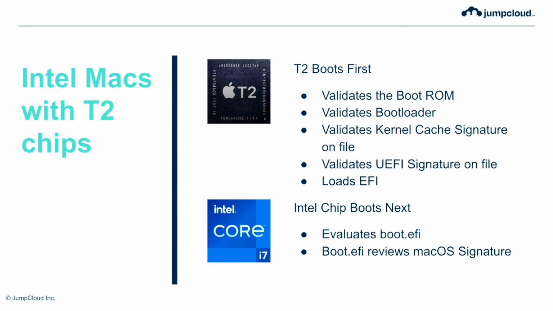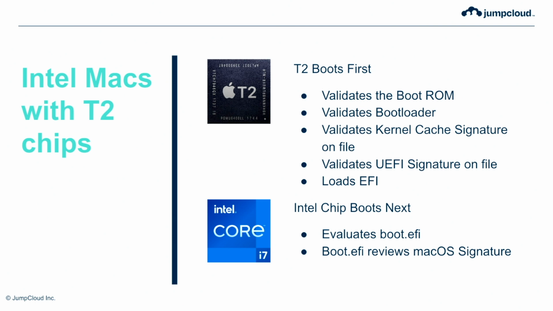Regardless, the T2 is actually what boots first when you hit the little square button in the upper right-hand corner of an older MacBook Pro. That T2 chip is a whole computer of its very own. And so it validates the boot ROM at that time. It validates the bootloader that's present on the device. It validates that kernel cache signature that's on file within the secure enclave of that T2 device.